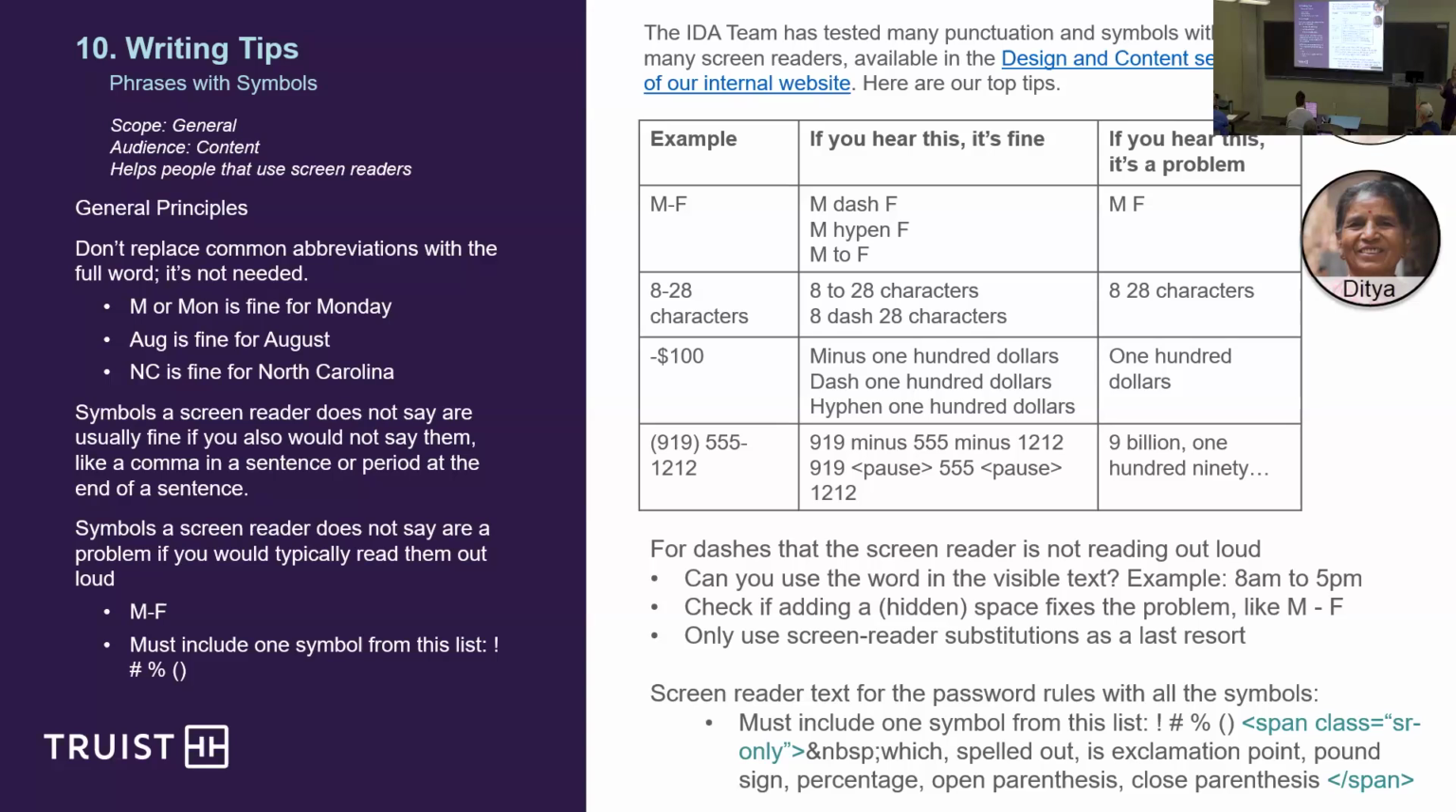For something like passwords, I don't want to rely on people to do that. So what we do is we put the whole symbol list and then we add an extra screen reader text, which spelled out is exclamation point, pound sign, percentage, open parenthesis, close parenthesis. We put it at the end so that people that don't need it can skip it and don't have to listen to it, but it's there if people need it because it's just so darn important in that context that we want to make sure it's right.